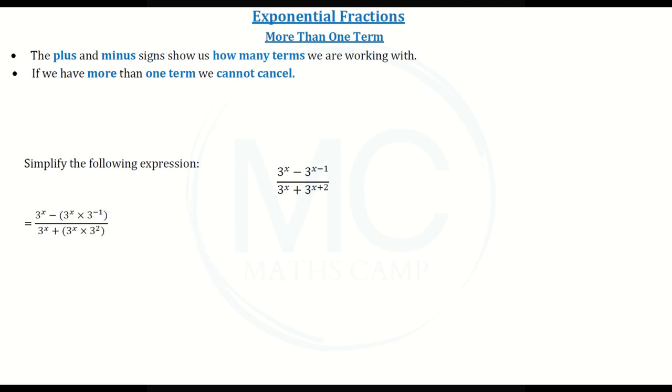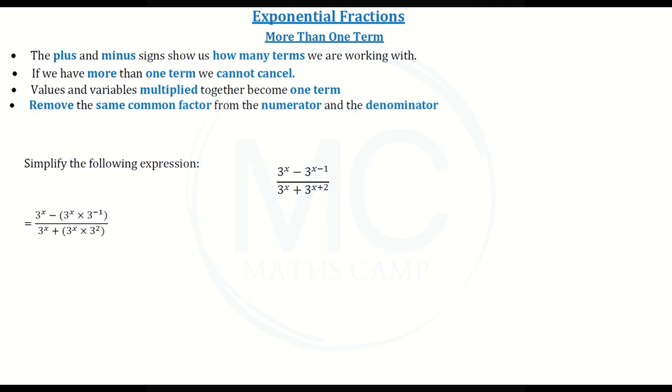Please remember that values and variables that are multiplied together become one term. So here we have one term and our second term. In the denominator, our first term and our second term. The aim here is to remove the same common factor from both the numerator and the denominator of the fraction. In fractions like these, the common factor will always be the term with the variable. So in this case, 3 to the power of x. So let's remove 3 to the power of x from our numerator and the denominator of the fraction.